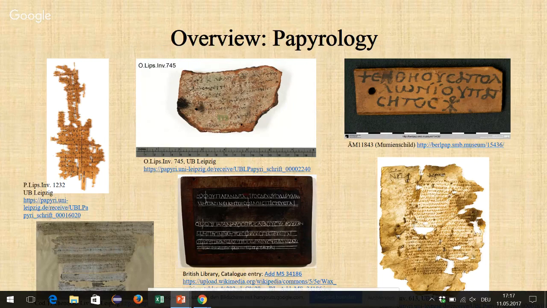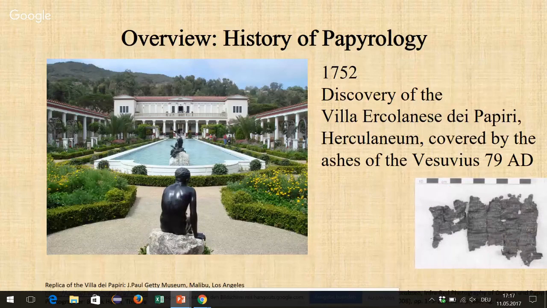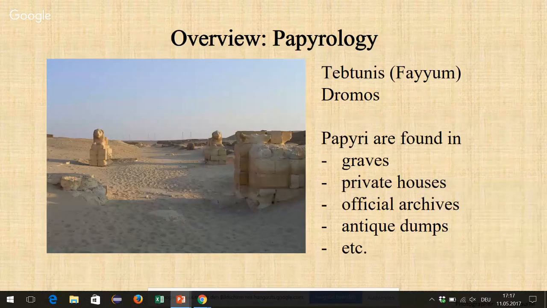Exceptions are carbonized papyri, like those found in the Villa dei Papiri in Herculaneum, preserved under the ashes of Vesuvius in 79 AD. An archive of a banker was preserved under the same circumstances on wax tablets. Through special light, like infrared technology, one can read carbonized papyri. Papyri are found, for example, in graves, private houses, official archives, or antique dumps.